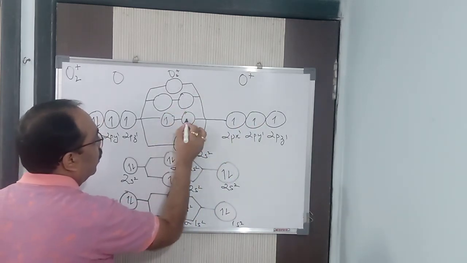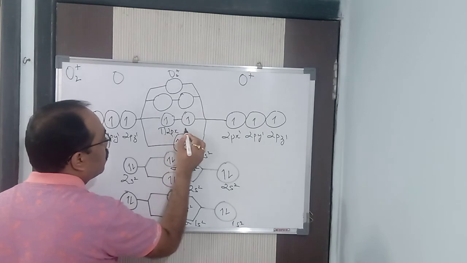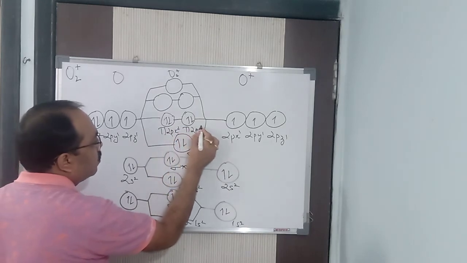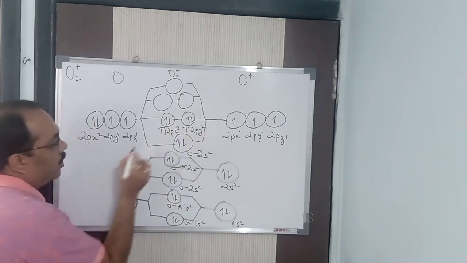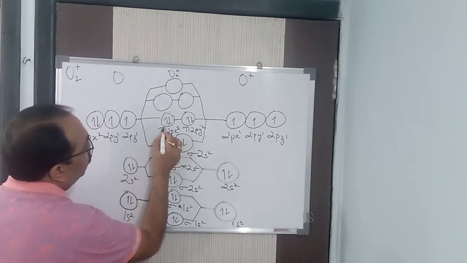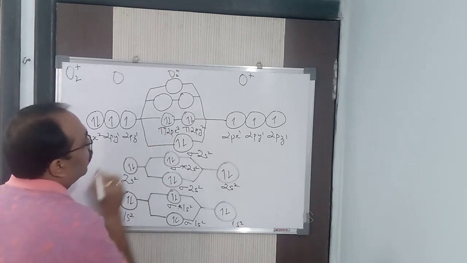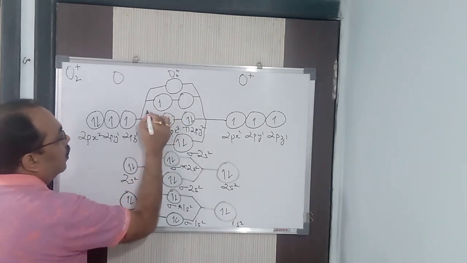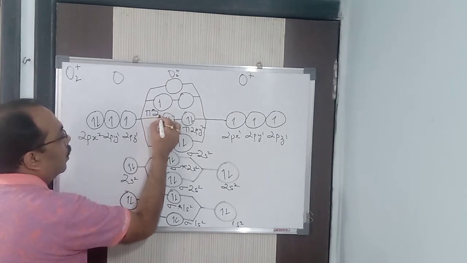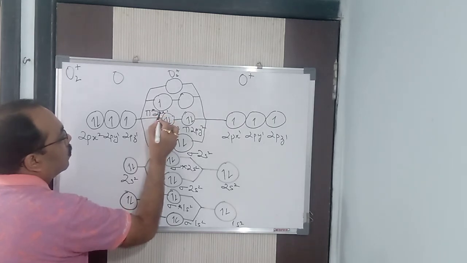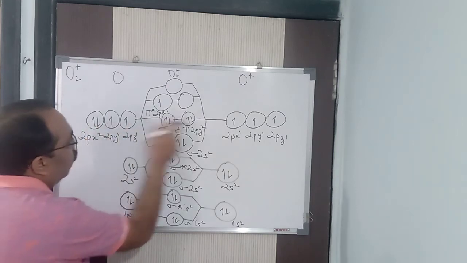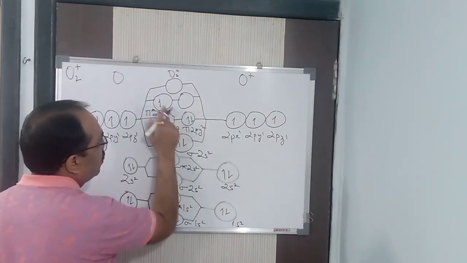So sigma 2 is done. Then pi 2px, pi 2py. So here 2 electrons will come, so pi 2px2 and pi 2py2. Clear? Fine. So how many electrons? Here 2, 4, 6 and one more here. That is pi star 2px1. This will be vacant because only 1 electron. Count it. How many are there? 4 plus 3, 7. 2 plus 2, 4 plus 2, 6 and 1, 7.